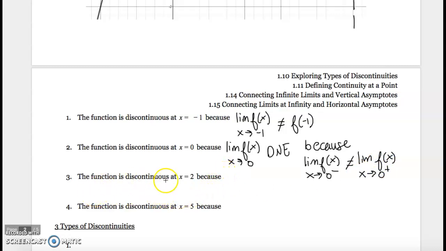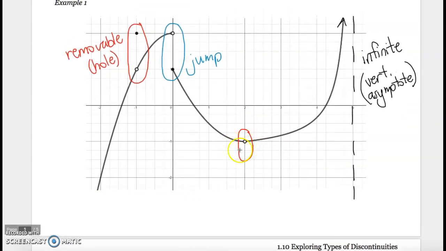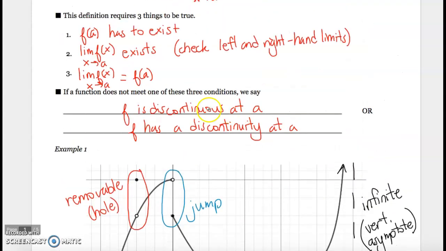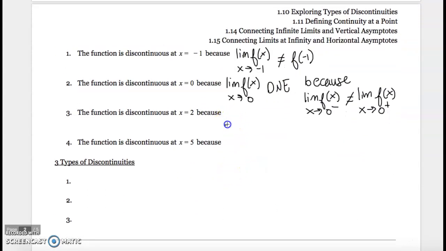If we go ahead and we look at 2, x equals 2, the discontinuity that's there, well, right off the bat, this actually just fails the first step. The first step is, do you actually have a point? Is f of 2 defined anywhere on here? And we can see that there is no point actually on f of 2. So this just right away fails the first checklist piece. So we'd say because f of 2 is undefined.